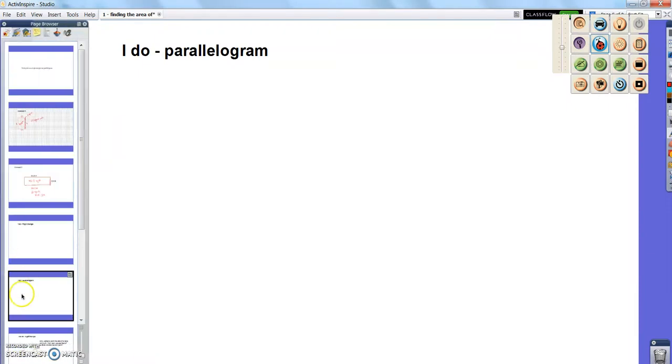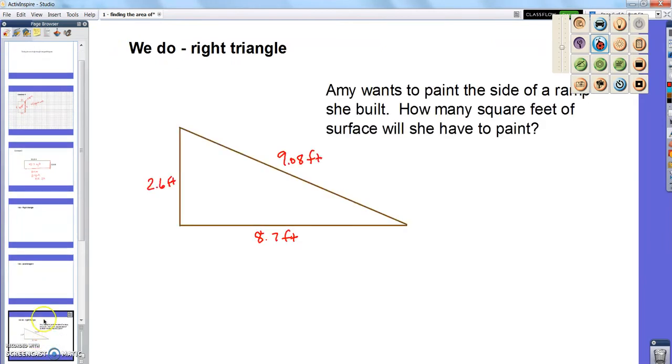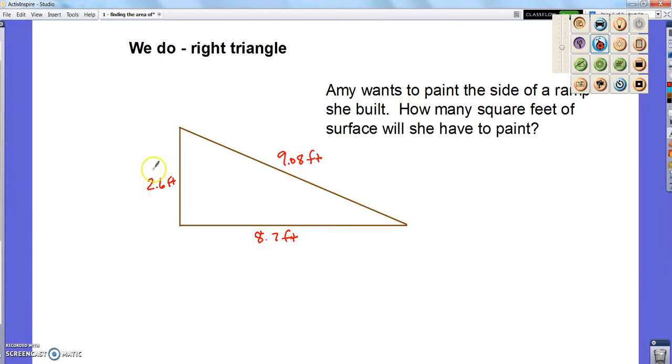So let's do that. Open your notebook now. Here's a right triangle problem to do. It says Amy wants to paint the side of a ramp she built. How many square feet of surface will she have to paint?